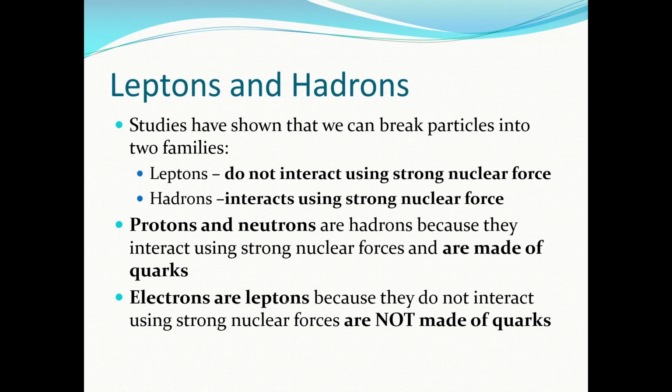Electrons are leptons because they do not interact using the strong nuclear force, and if you're a lepton, you are not made of quarks. Okay, so those are two nice little classifications. So if you see those words, that's what they mean.